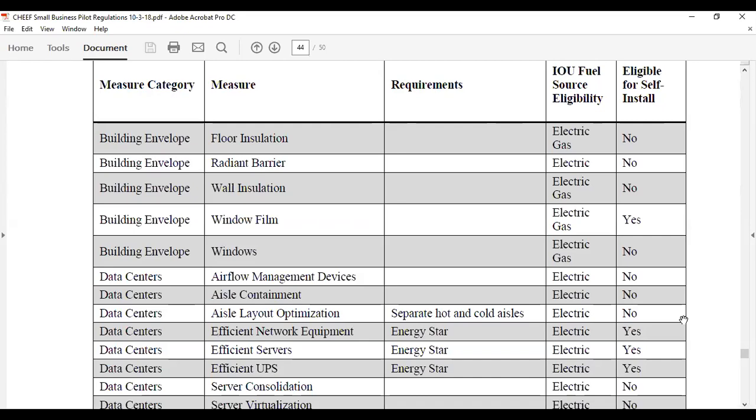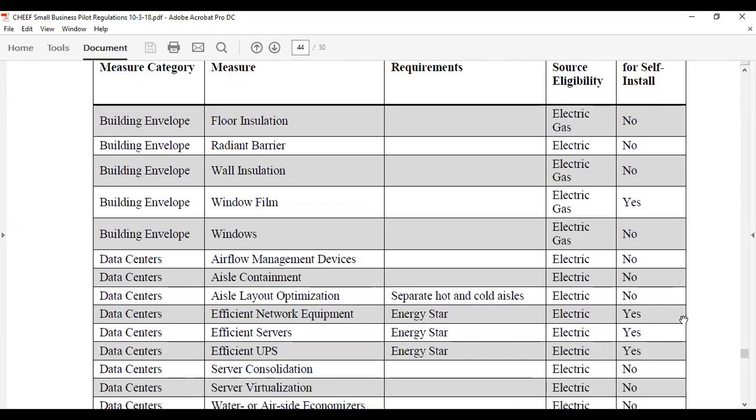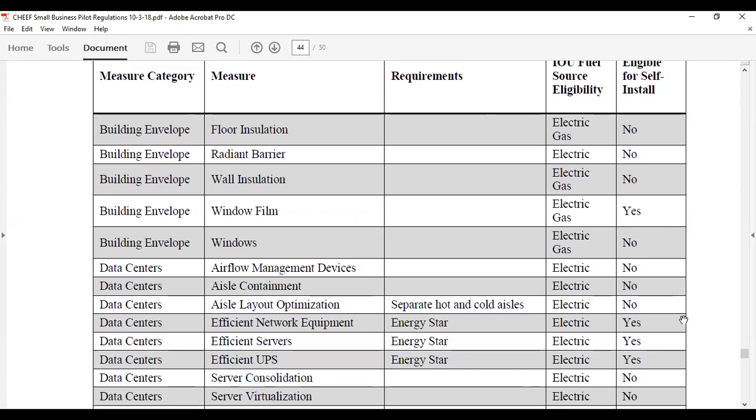Radiant barrier. Can you point out where that is? That's under building envelope. Building envelope, top of your screen there. Second item on the list.